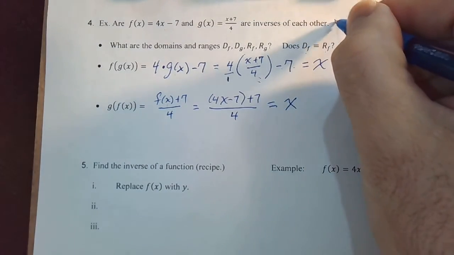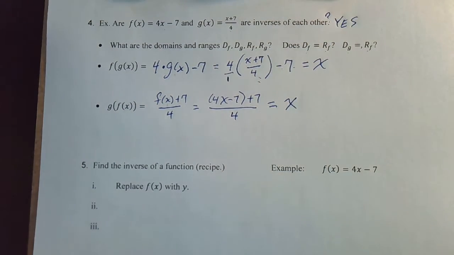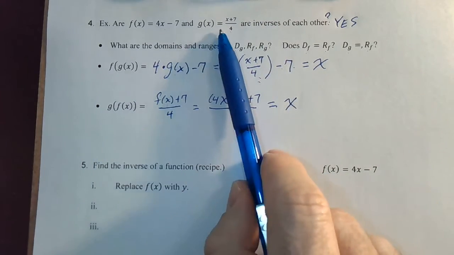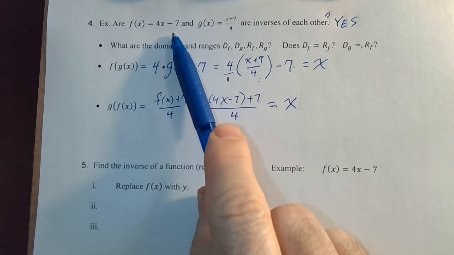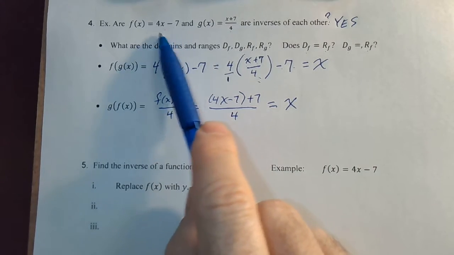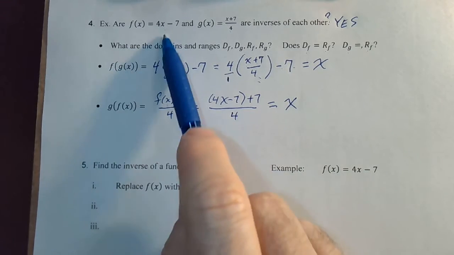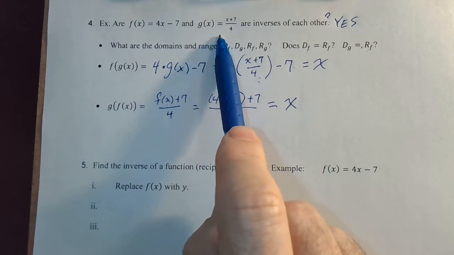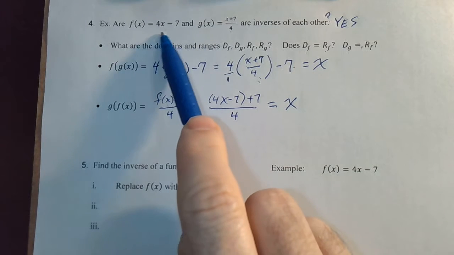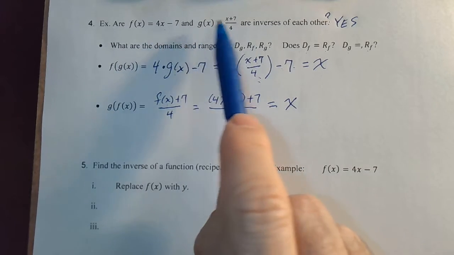So the answer, I should have a question mark there. The answer is yes. Those functions are inverses of each other. And it's difficult to just choose an inverse of a function without working it out. But you shouldn't be surprised. Over here, we're subtracting 7 somewhere. Over here, we're adding 7 somewhere. Over here, we have a multiplication by 4. Over here, we have a division by 4. So you shouldn't be too surprised. I would have known instantly if we had 4x minus 7 and said maybe x plus 11, that they're not going to be inverses of each other.